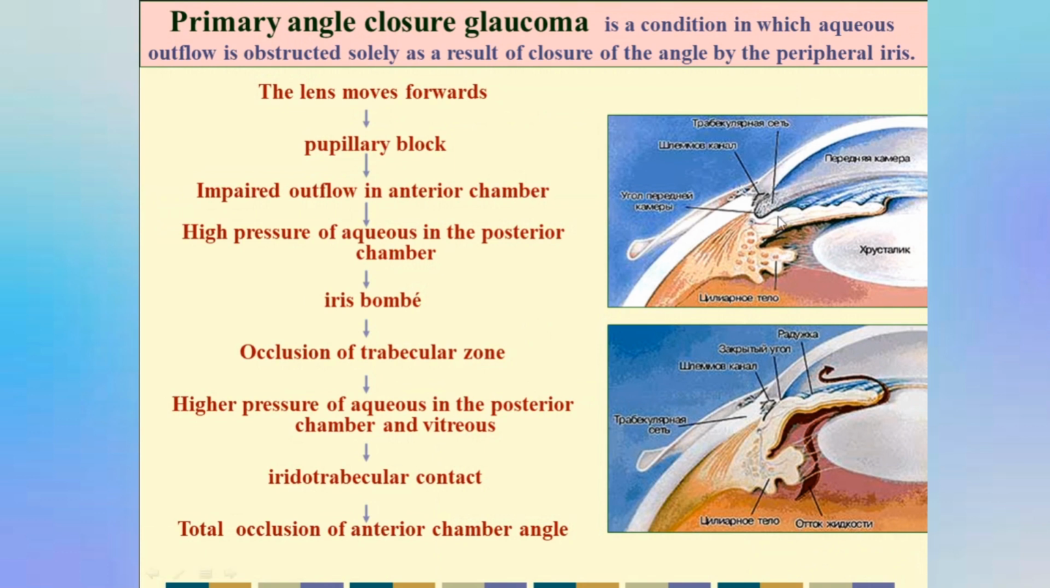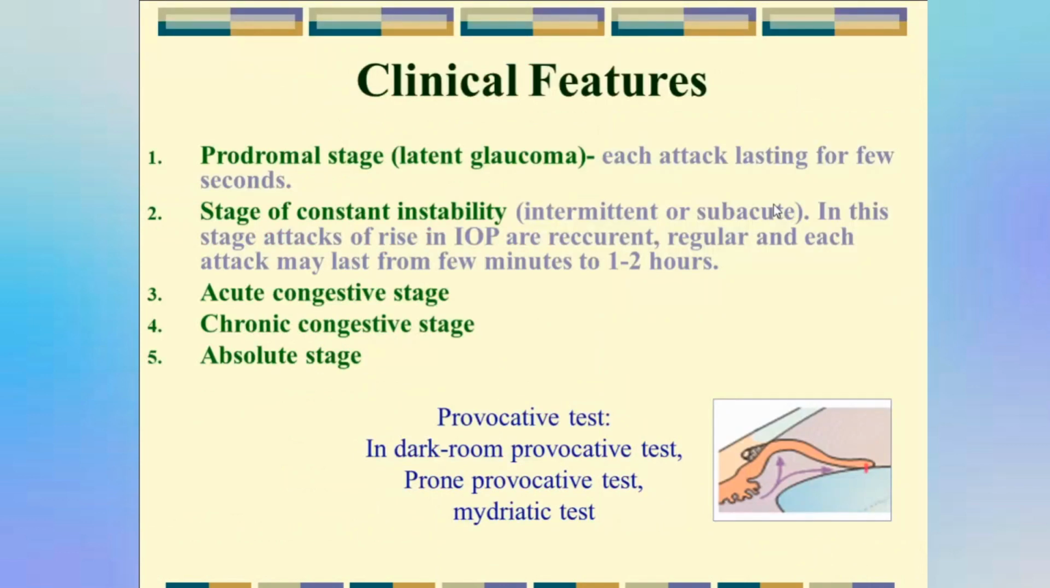Iris contact with trabecular mesh, and we receive total occlusion of the anterior chamber angle. We receive total occlusion here. Clinical features of primary angle closure glaucoma: there are substages.